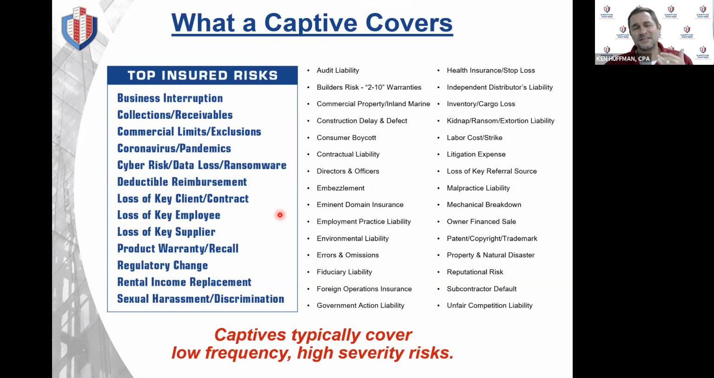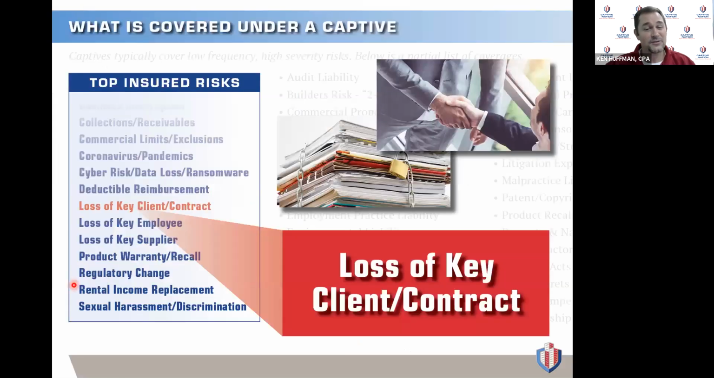So here is a big list of a lot of different things that is covered by a captive. And what we want to do today is specifically look at a few of these. In particular, we want to look at loss of a key client or contract. The thing I love about captives is that it gives you the ability to insure revenue streams and limit expense exposures. And when I tell people that, they're like, what? Wait a minute. I can insure my revenue stream?